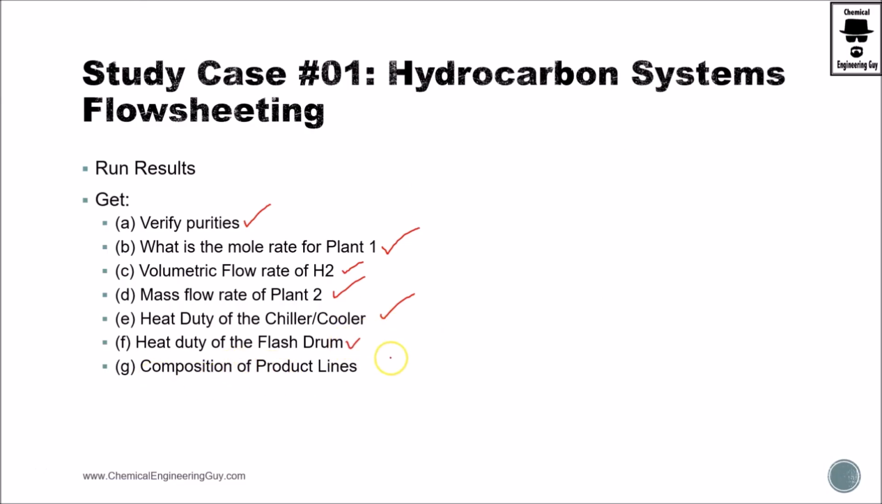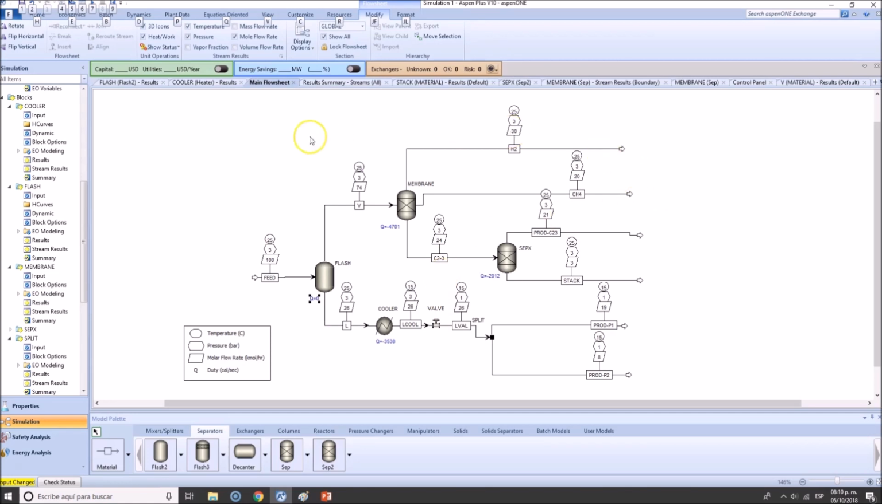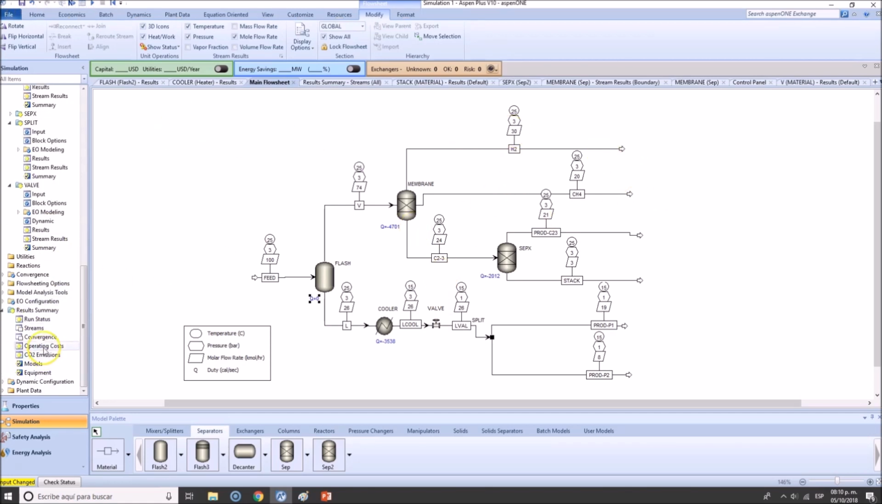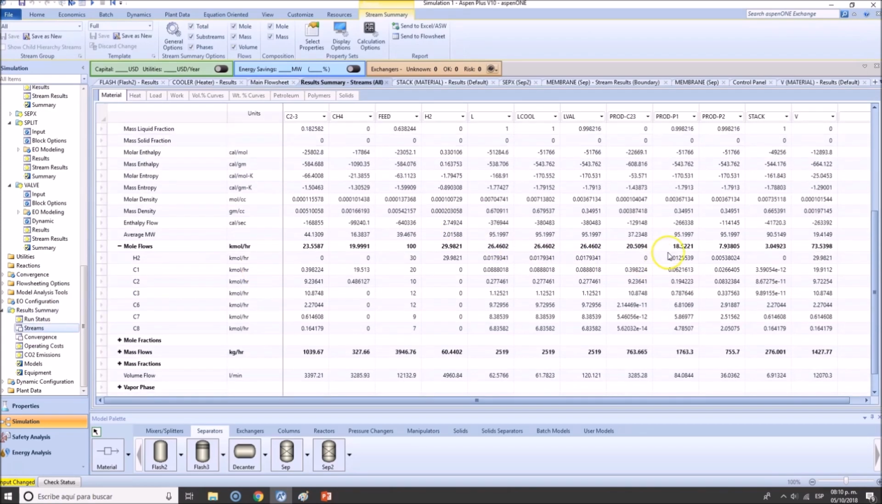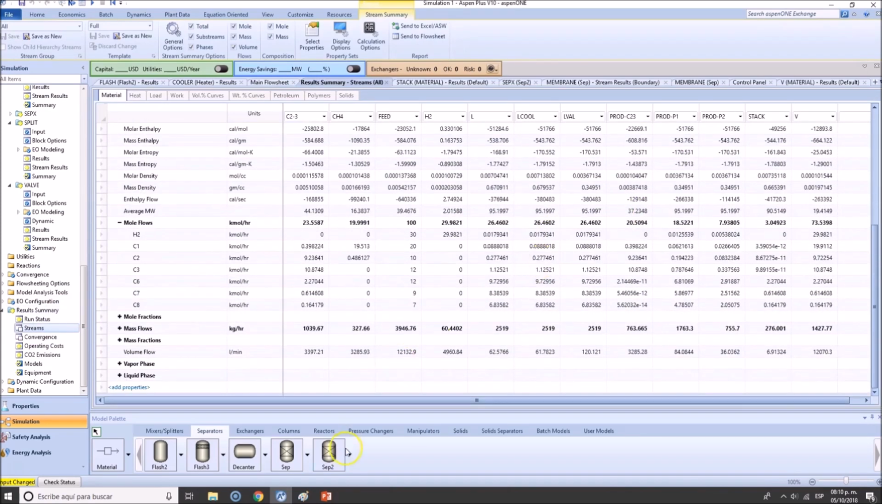And the composition of the product lines, I already checked them here. Remember, you can always go into the result summary right here, streams. Right here. So here are all the compositions.